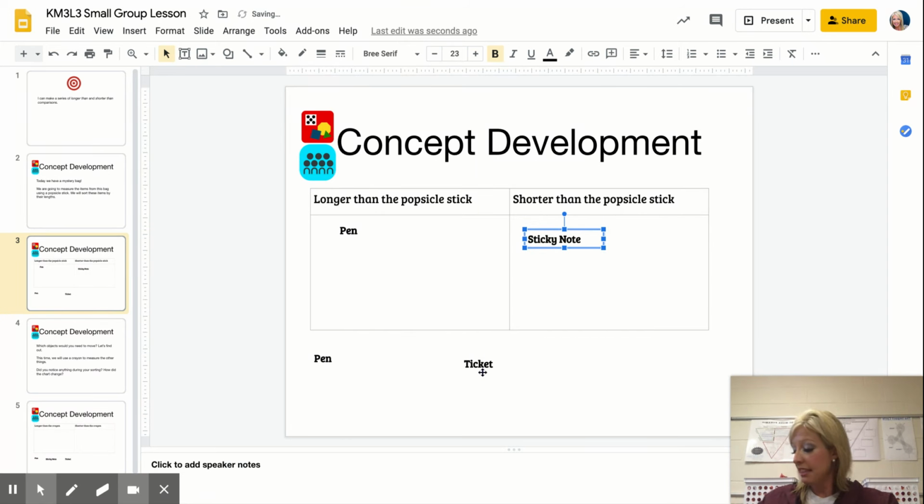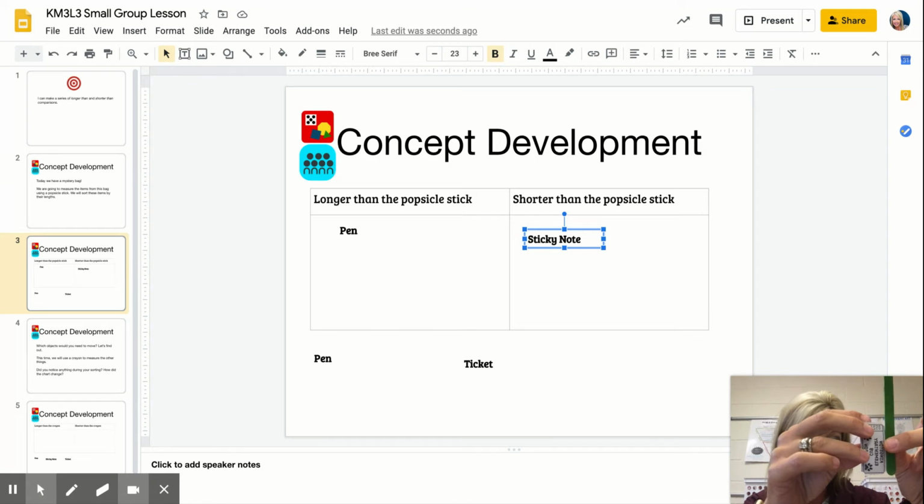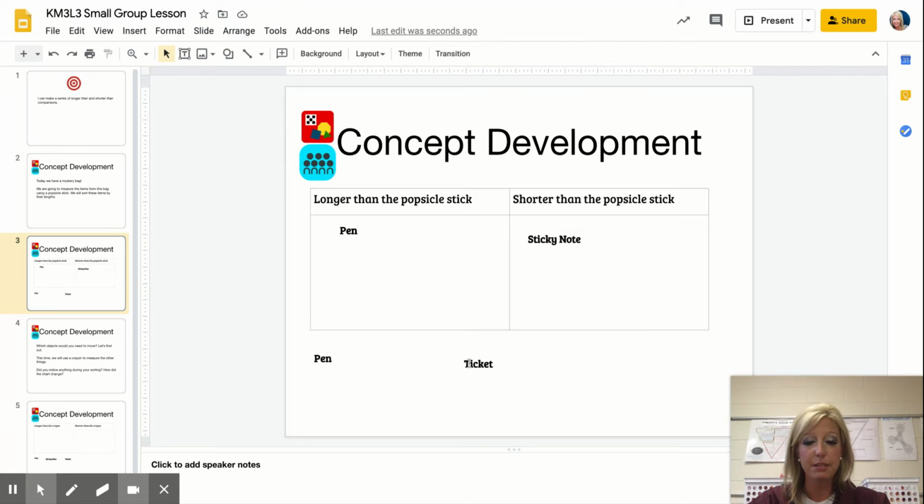Okay. The next thing we have is a ticket. Let's look at this ticket. Is our ticket longer than or shorter than the popsicle stick? I have my endpoints lined up. What do y'all think? Look at it close. Very good. It's shorter than the popsicle stick.